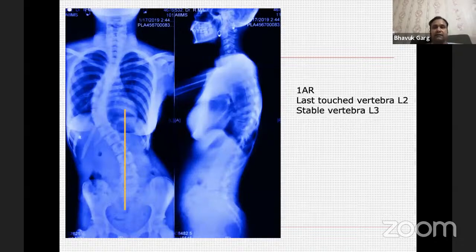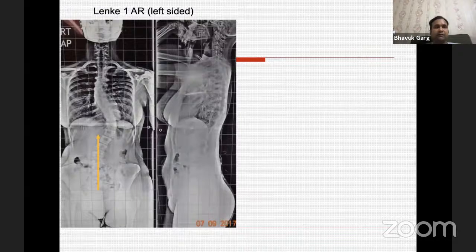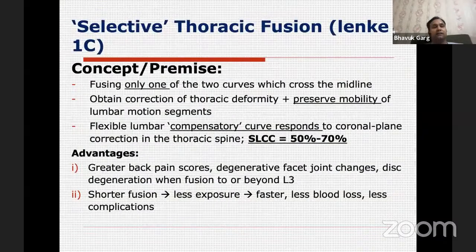So this is an example of a 1AR curve. L4 is tilted towards the right only, the last touched vertebra is L2, and the stable vertebra is L3. In this case we went up to L2, and we can see that there is distal adding-on in the post-op period. This is another example, which is Lenke 1AR again. Now it is important to recognize that it is a left-sided curve, so here we have to consider the L4 tilt on the opposite side. In this one we chose the stable vertebra, and we got a good correction.